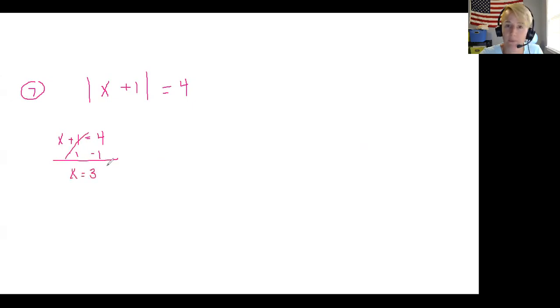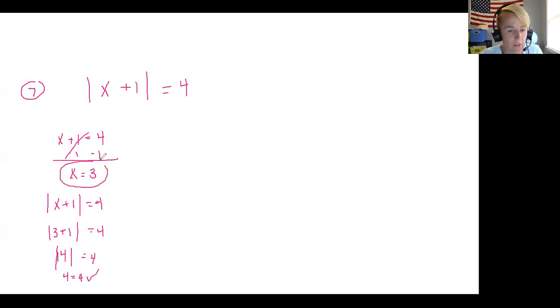So I believe 3 is a possible answer. And if I want to go ahead and check it, I can just ride this boat all the way out to checking land. And 3 plus 1, absolute value. And the absolute value of 3 plus 1 is the absolute value of 4. A equals 4. And I know the absolute value of 4, don't look like a 14, is 4. And so this one is going to check out. That is correct.